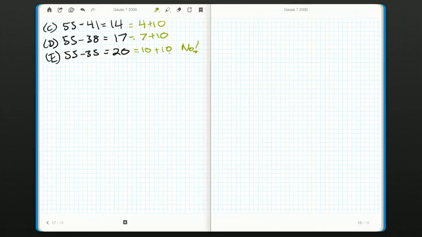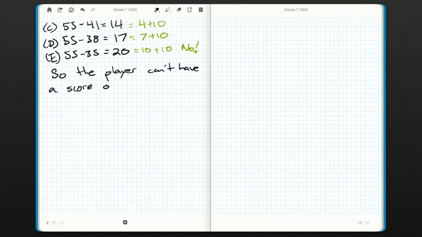And if we try and use any other numbers, suppose we used a 9, we'd need an 11 as well. Or if we had an 8, we would need a 12. There's no 12 ball. So you can't have a score of 35, and that is E.